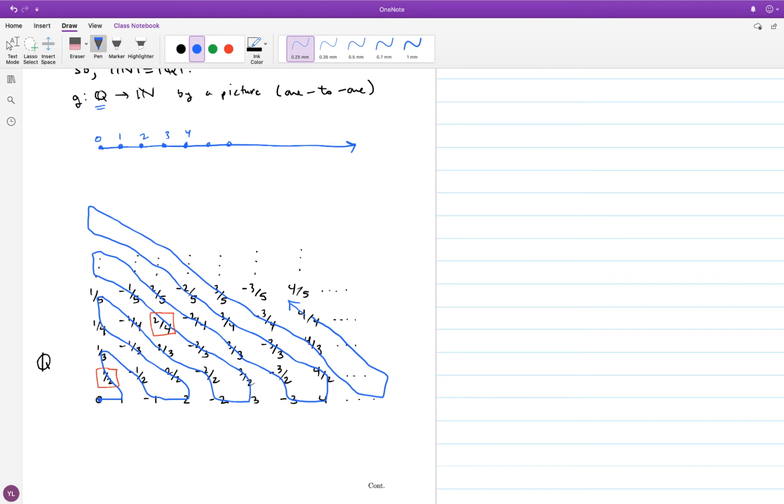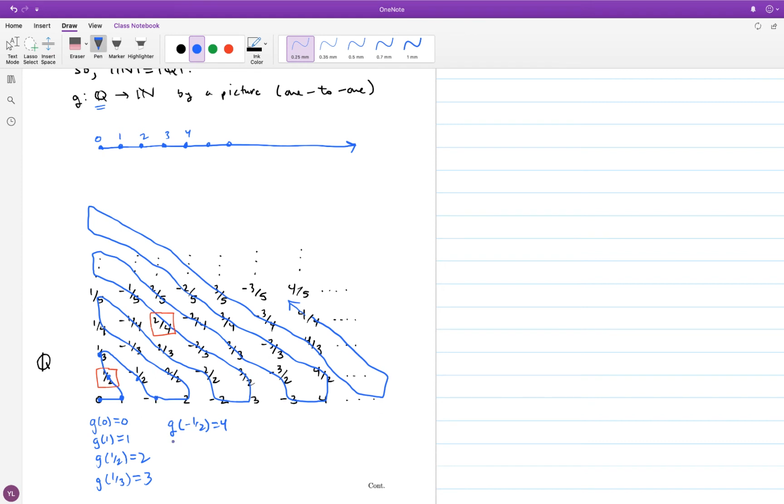So for example, the rational number 0 is here in my lattice, and I have not yet defined G of 0 yet, so I'll define it to be 0, the very first natural number. And then when I move over here, I'm looking at the rational number 1. I haven't defined that one yet, so I'm going to define it to be 1. So I draw a little dot there. And then I move over here to 1/2. 1/2 is going to be 2. So 0, 1, 2. 1/3 is going to go to 3. And then I move over here. Have I done negative 1/2 yet? Nope. So G of negative 1/2 is 4.